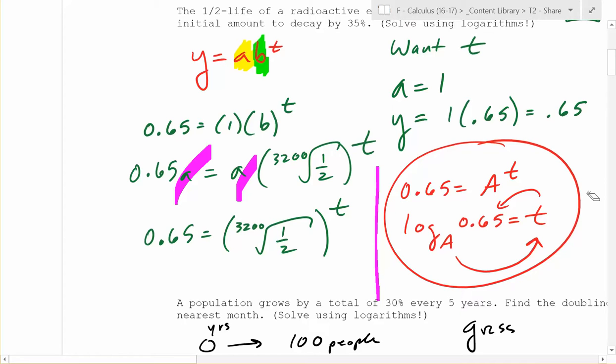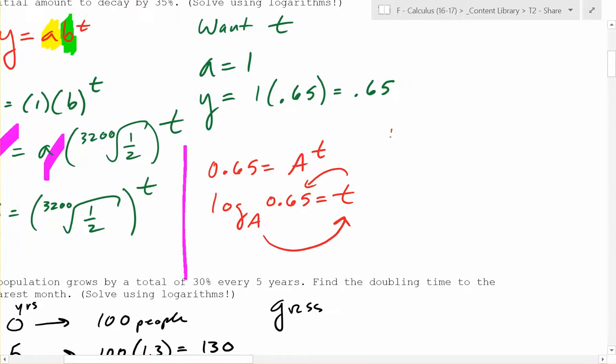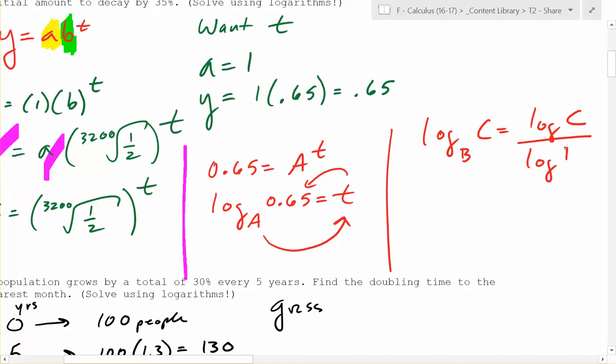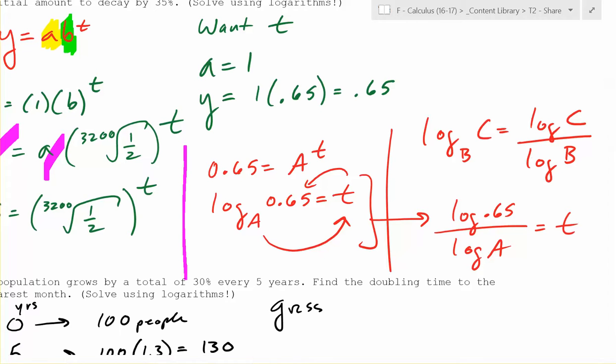Now, why is that really nice? Well, there's a rule. Does anybody remember what this is? Log base B of C, what does that equal? Log of C over log of B. That's the change of base formula. So what can you do with this now? Log of 0.65 over log of A is equal to what? T.